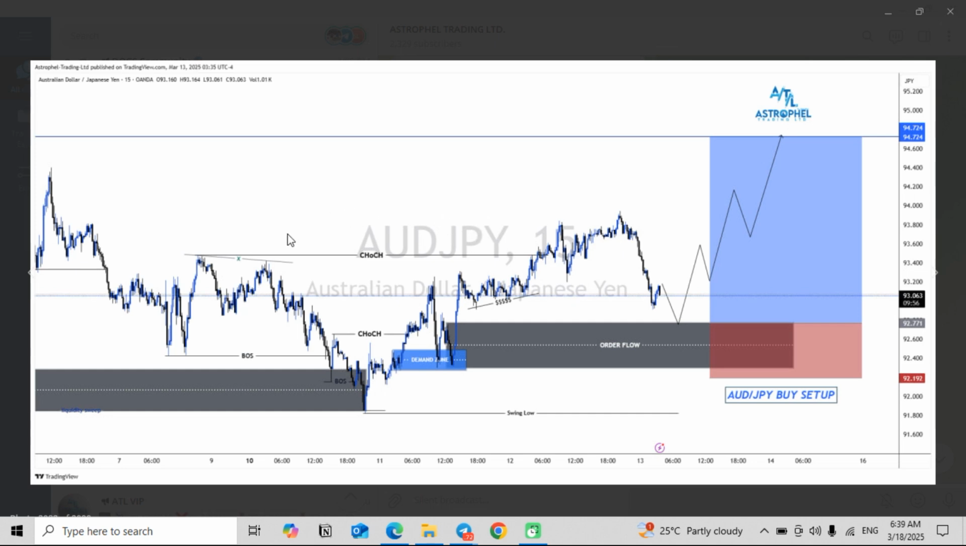Okay, this is AUDJPY, guys, and we expected that price is supposed to actually rally. Now, when we get back to the chart, we're going to see the origin of what has really happened to AUDJPY. But the last thing I could see here was that we are actually in a very strong order flow or demand zone right about here.